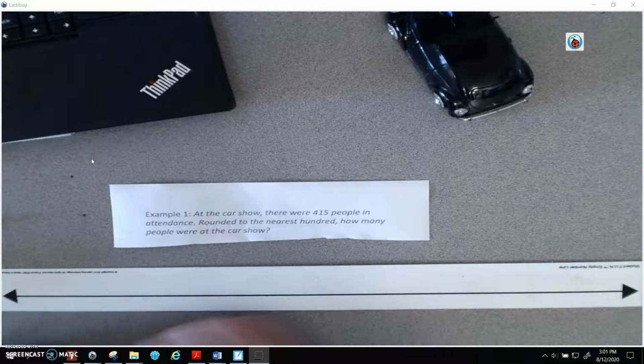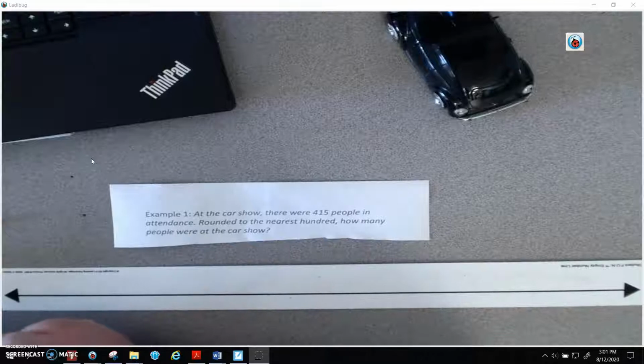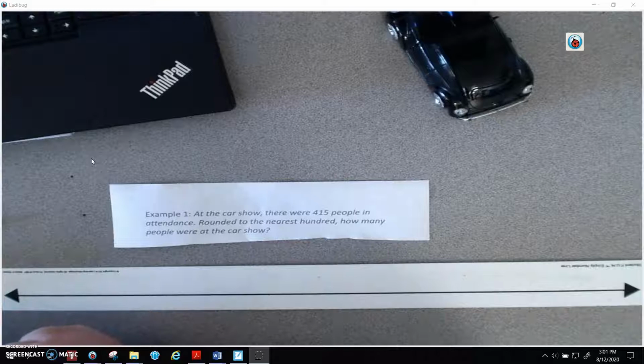Today we're going to continue working on rounding. Today we're going to use a strategy on the number line. Our example today says, at the car show there were 415 people in attendance. Rounded to the nearest hundred, how many people were at the car show?